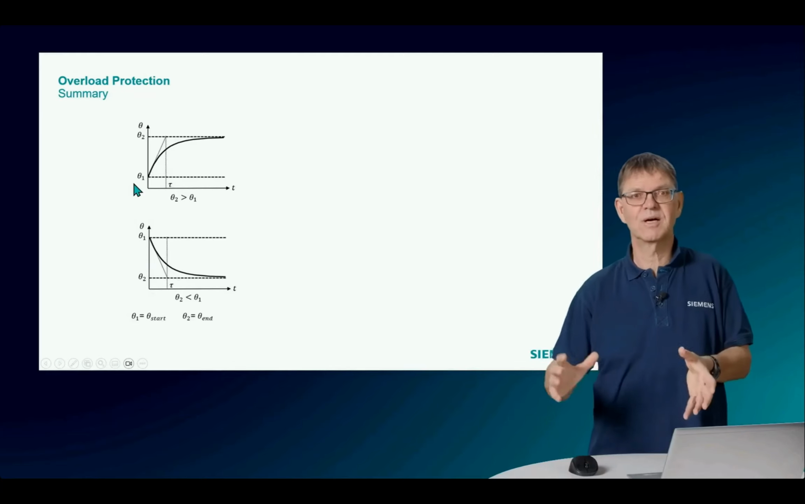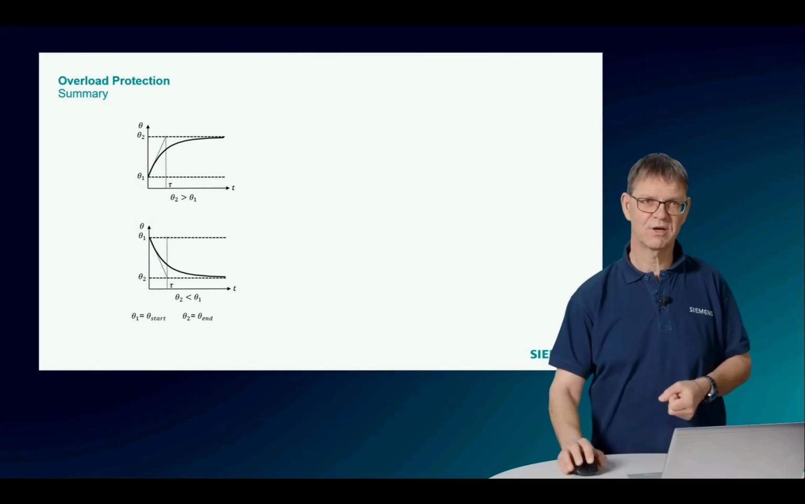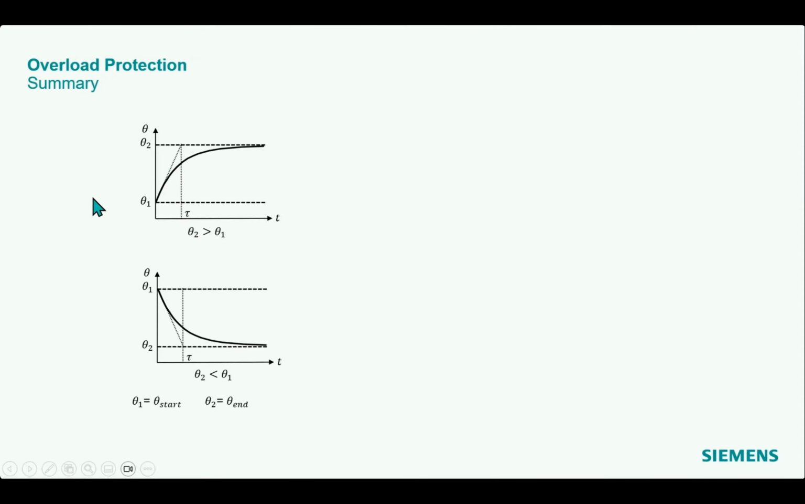So, summary for the overload protection. Before we come to the summary, maybe one word. You see, if I have a jump in the current from one static level to another static level, then the temperature will follow like an E-curve, as you see here. So on the one hand upwards, or on the other hand also downwards with the temperature. So it's the same thing.